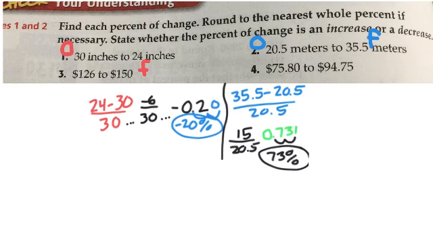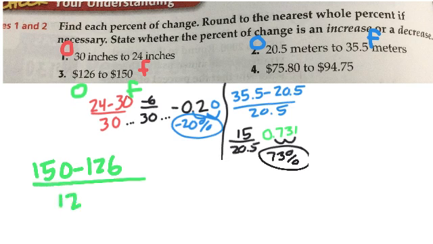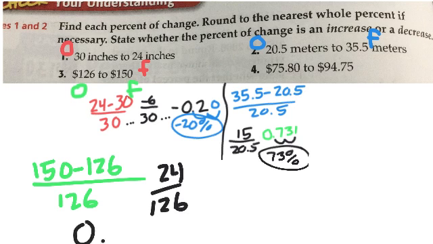Okay, 3. Which one of those is the final price? 150. 150 is final. 126 is original. So that's going to be final minus original divided by original. So that should give us 24 over 126. 0.19, and then I make that into a percentage, which is 19%.